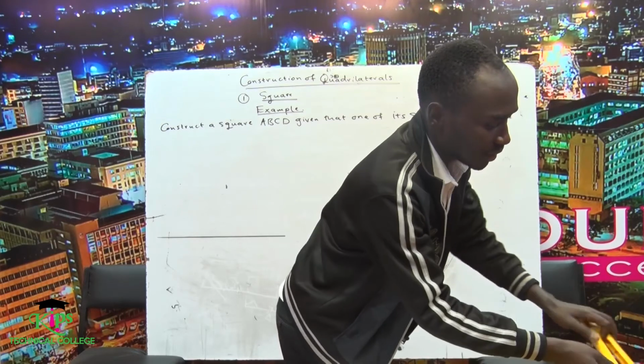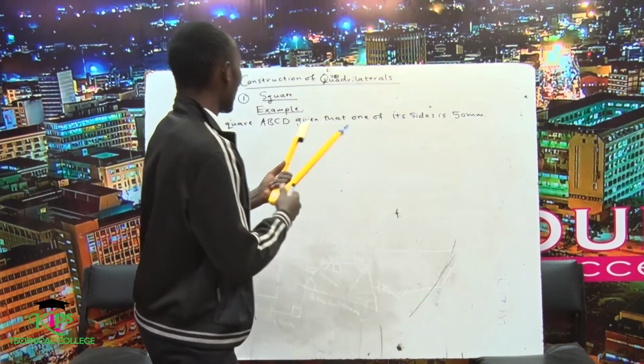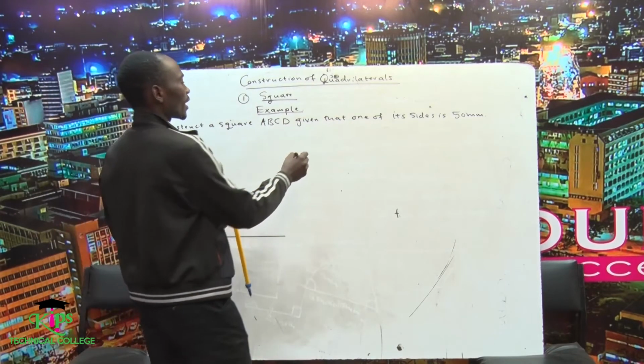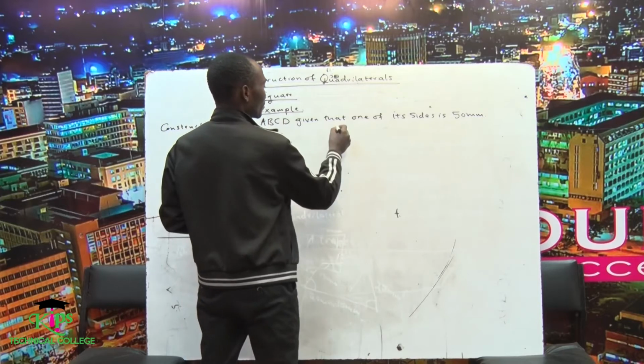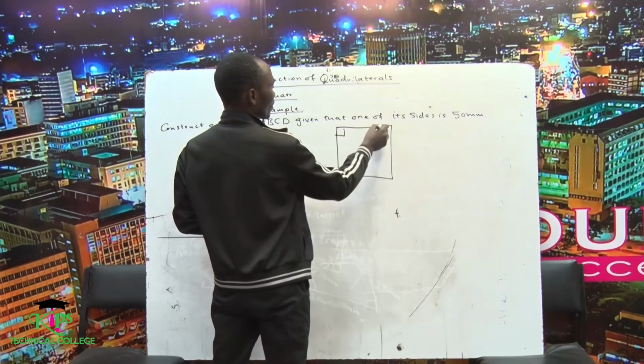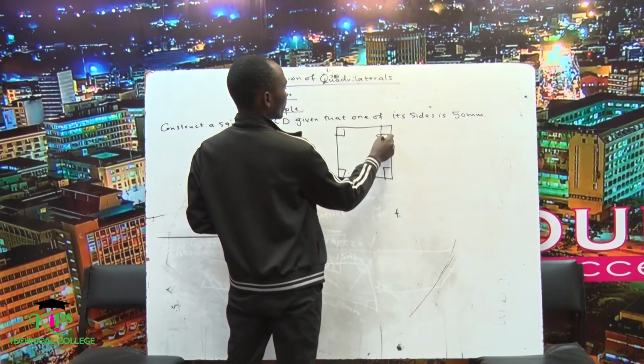Then next, you take up your pair of compasses like this. You have been told one of the sides of a square. You know that a square takes this shape, where the four angles are equal to 90 degrees.